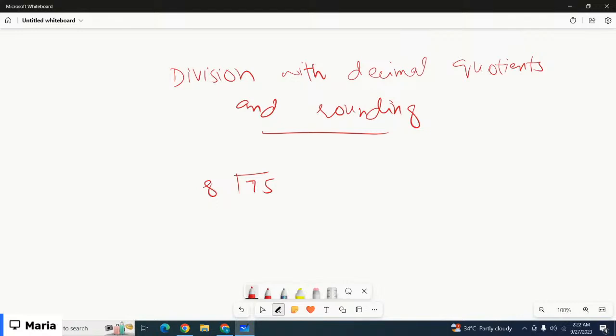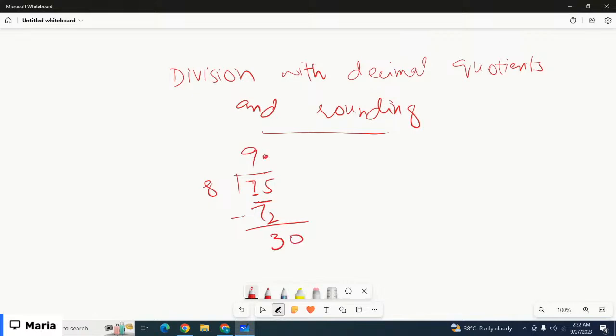So, how do we divide? Just do long division and then we'll see how to round off the numbers. 7 is less than 8, so you have to count 8 until 75. 8 times 9 is 72. So 75 minus 72 is 3. Now put a decimal point over here and 0 over here.